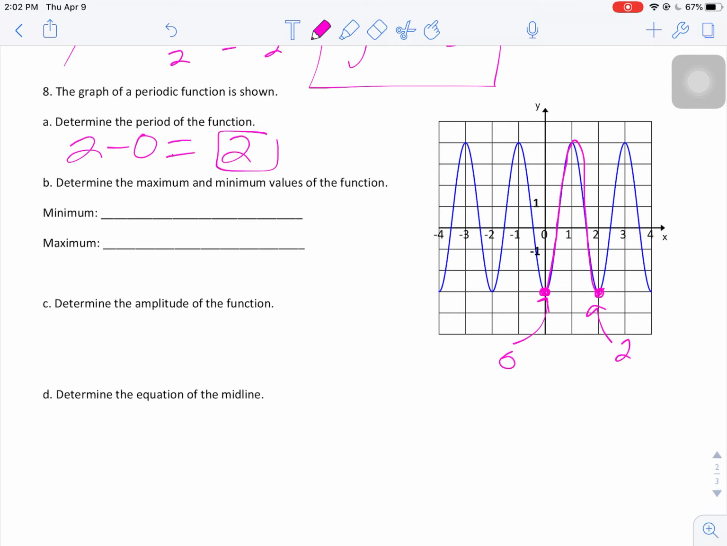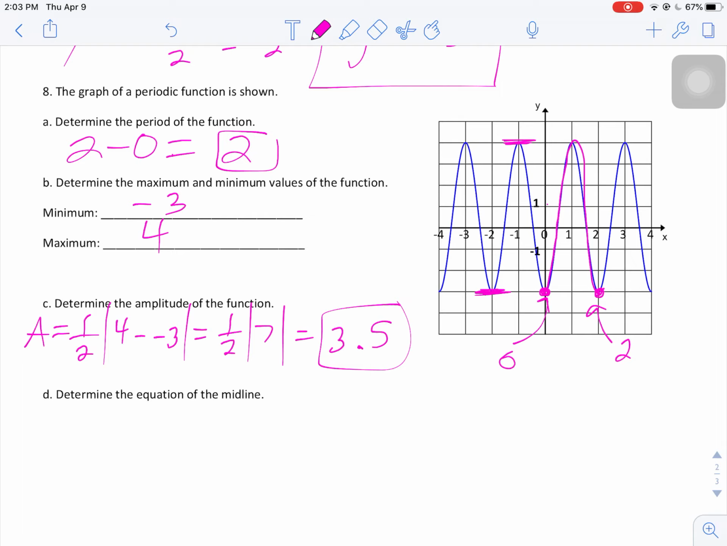So that's my period. Minimum is negative 3. So like right here, this is a y value of negative 3. Maximum's up here. So that's a maximum of 1, 2, 3, 4. So amplitude is 1/2 times the absolute value of the max minus the min. That double negative turns into a positive. So our amplitude is 3.5.